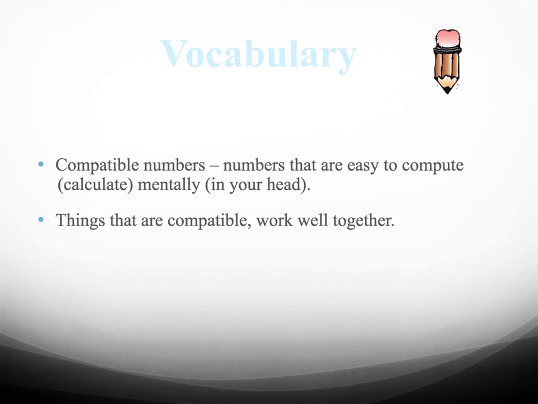All right, time to focus in on some key vocabulary. First, compatible numbers are numbers that are easy to compute mentally. Basically, that means it's easy to calculate something in your head. Things that are compatible work really well together. Since you see the pencil, pause the video and write the vocabulary for compatible numbers into your journal.